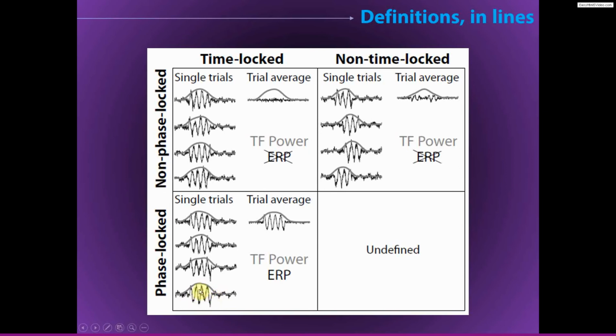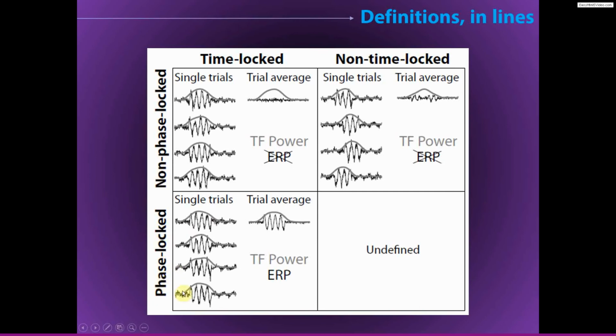I don't remember anymore. Okay, so in this quadrant we have activity that is both phase-locked and time-locked. Time-locked just means that whatever is happening in the brain happens at a roughly similar time with respect to whatever you're calling time 0. So let's pretend that there was some picture that came on the screen at time 0, and on every trial you can see that the dynamics in the brain are happening at roughly the same time with the same kind of temporal dynamics. So that's time-locked.